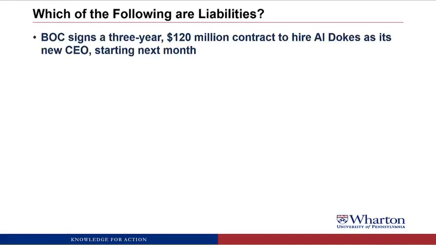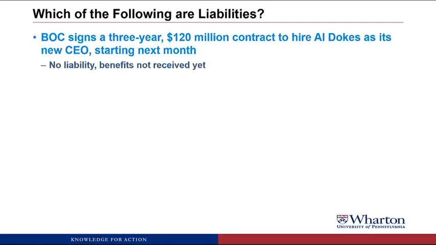BOC signs a 3-year, $120 million contract to hire Al Dokes as its new CEO, starting next month. This would not be a liability because there's no obligation based on benefits that have been received currently or in the past, which is the first criteria needed to book a liability. Until Al Dokes actually works for us and works for us without getting paid, there cannot be a liability.